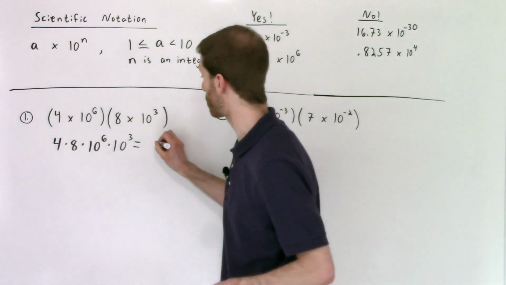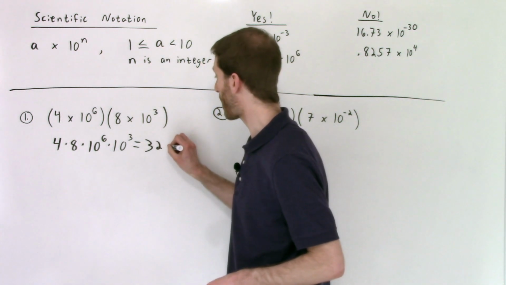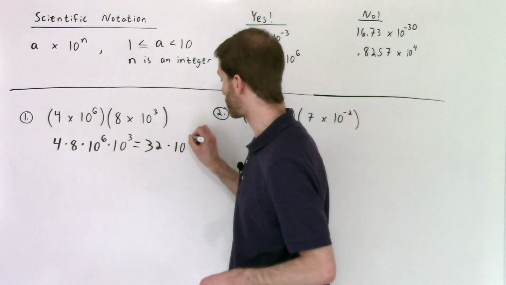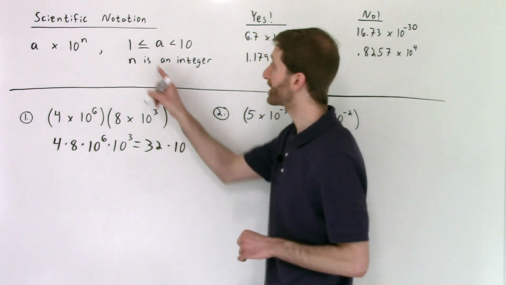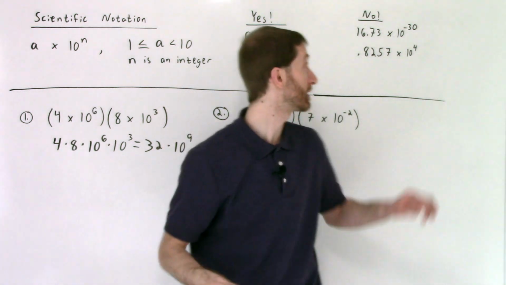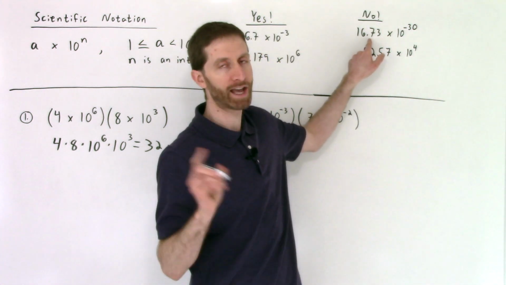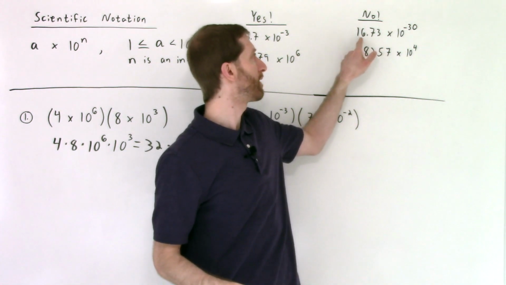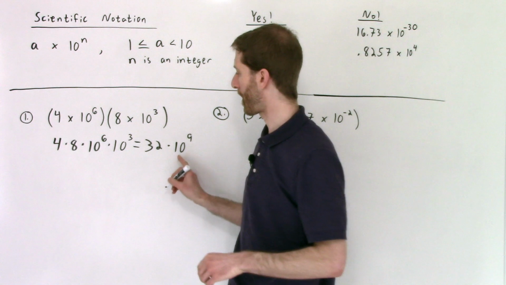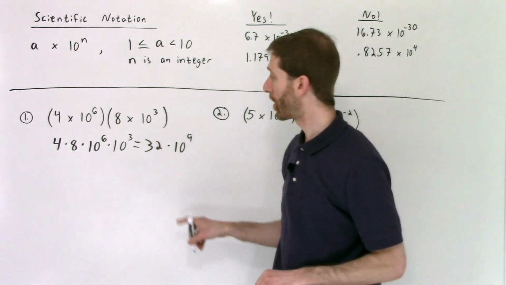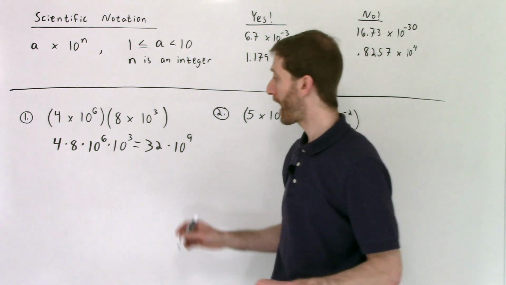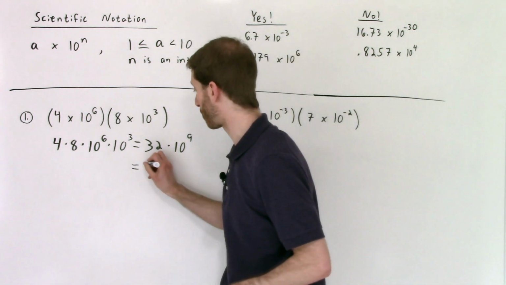Well, that leaves me with 32 times, same base, so we add the exponents. 6 plus 3 is 9. But that unfortunately is not in scientific notation, because our a value, the number we're multiplying by that power of 10, is more than 10. So we're going to need to make this now into a decimal, and that decimal is going to become 3.2.